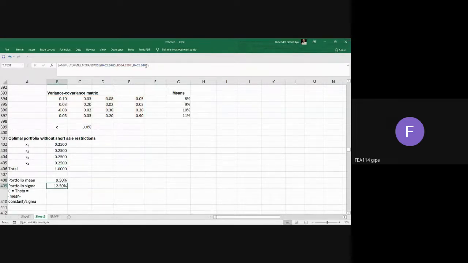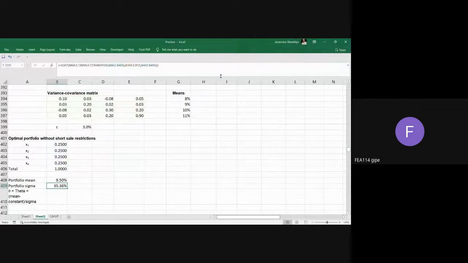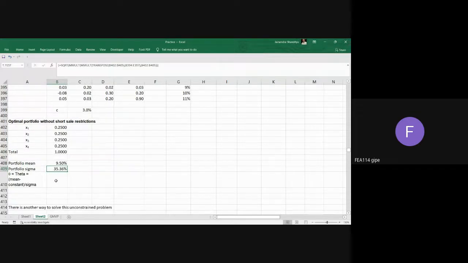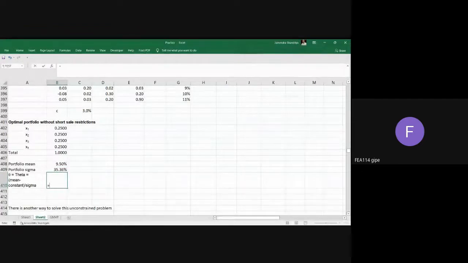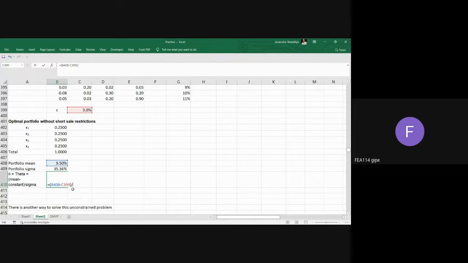So this is the variance of the portfolio, not the square root. So I will have to change this to square root. And this. So this is my portfolio sigma. Now if I have to calculate the theta, which is the Sharpe ratio, what is my mean return minus this return, and then this I will divide by the portfolio sigma, which is this one. So I got my theta of 18.38%.